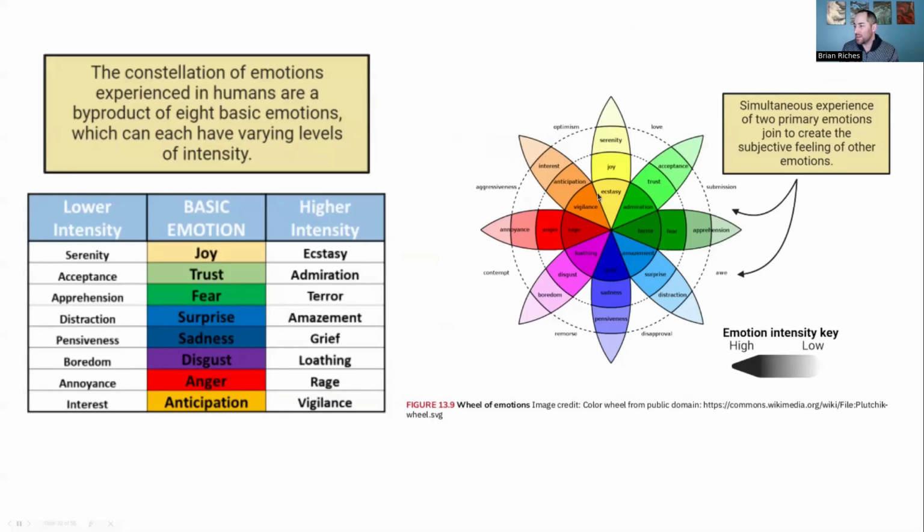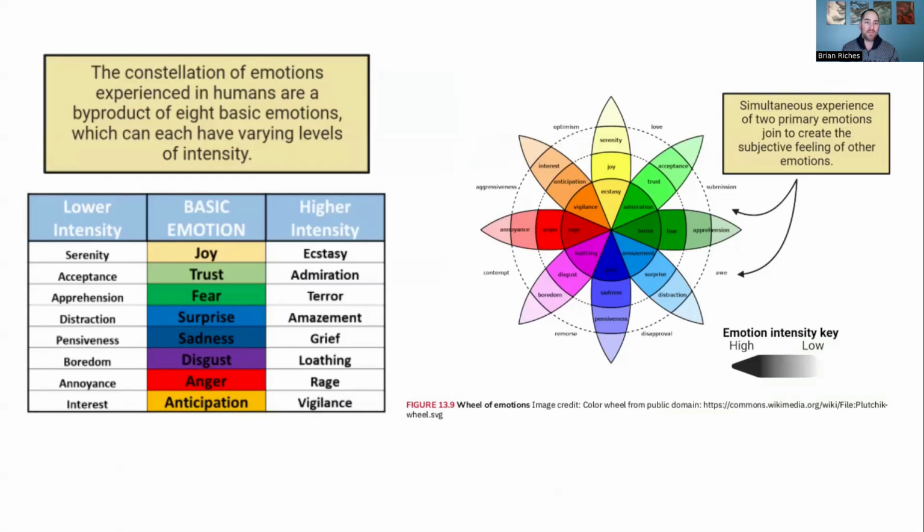We say these are maybe some of the basic emotions: joy, trust, fear, surprise, sadness, disgust, anger, anticipation. Something that you're feeling very intensely might be something like vigilance. Closer to the center is the highest intensity of that emotion. So you've got ecstasy, admiration, terror, amazement, grief, loathing, rage, vigilance. And then out here, you've got things that are less intense. So maybe you have submission, awe, disapproval, remorse, contempt, aggressiveness, optimism, and love.